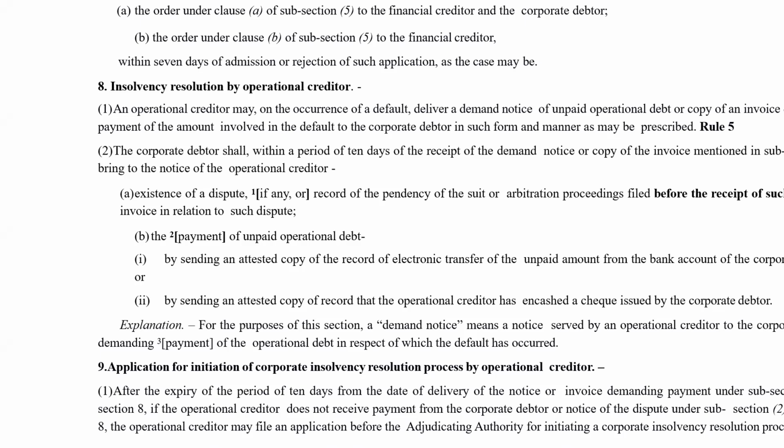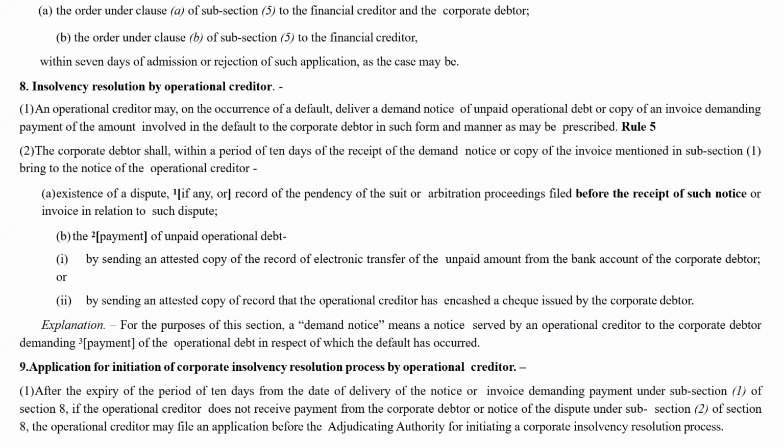It says an operational creditor may, on the occurrence of a default, deliver a demand notice of unpaid operational debt or copy of an invoice demanding payment of the amount involved. So if you are an operational creditor, you cannot straight away file an application for insolvency resolution. So what do you have to do? You have to deliver a demand notice of unpaid operational debt or copy of invoice.